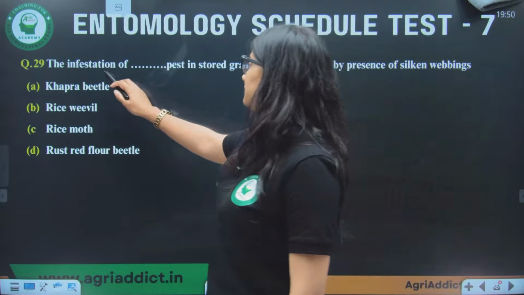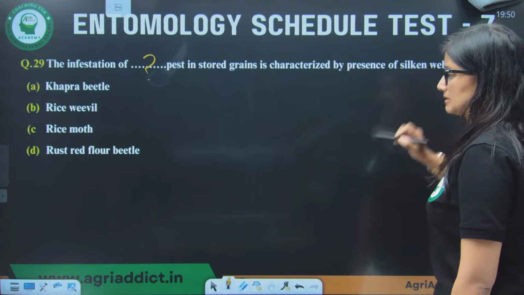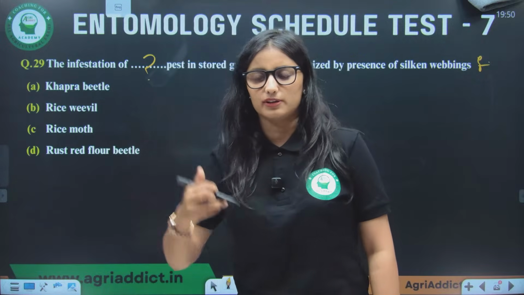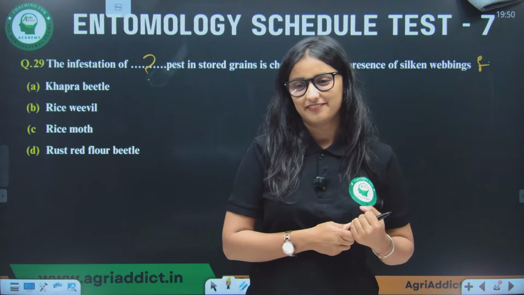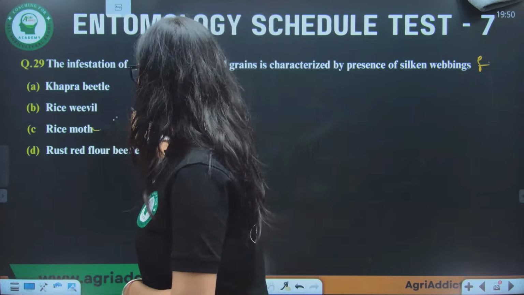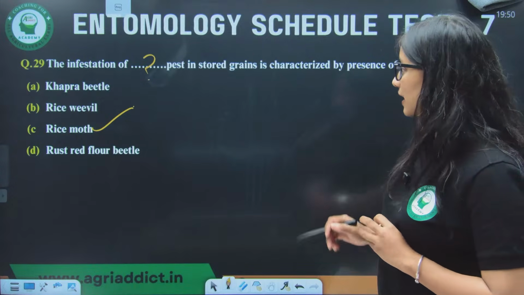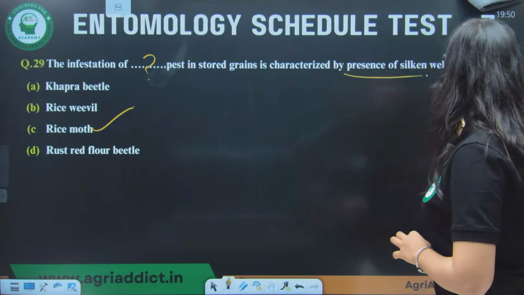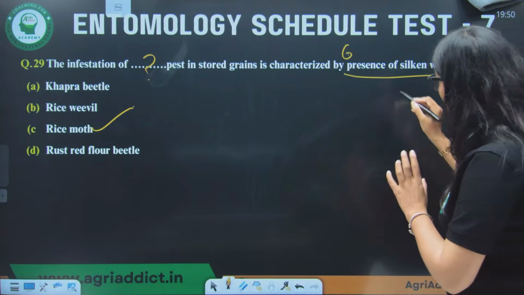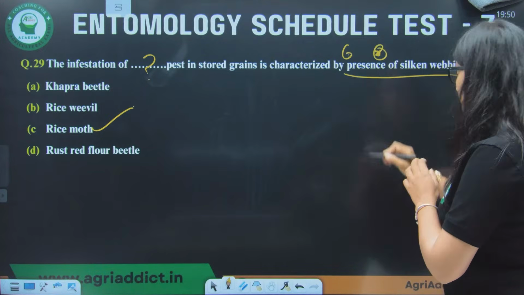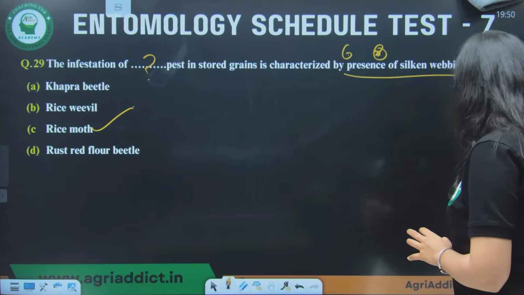Next is the infestation of which pest in stored grains is characterized by the presence of silken weavings. This is very common. You have seen this. Very good. C is the correct answer. Rice moth is the correct answer. Very good. So rice moth makes these silken weavings. Again, it is a typical symptom and you should remember this one. Presence of silken weavings in the stored grains is due to the rice moth.